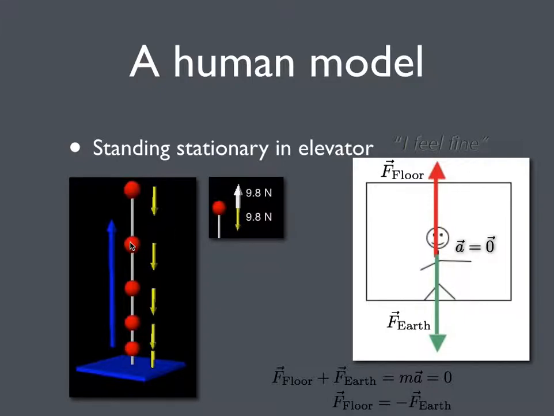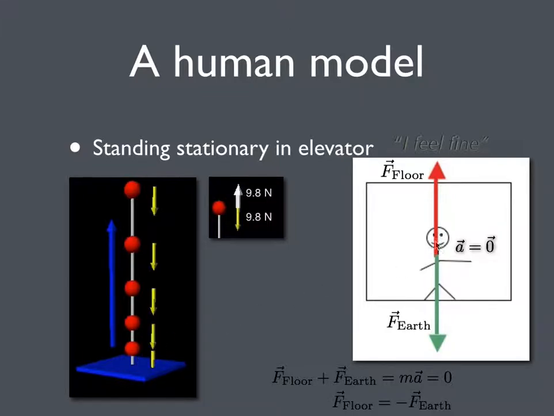Now the next mass down here compresses the spring down below it a little bit more, because it has the spring pushing down on it, has gravity pulling down, and the other spring pushing up. So as you go down, the springs get compressed more and more. Okay, this blue arrow represents the total force on this person.